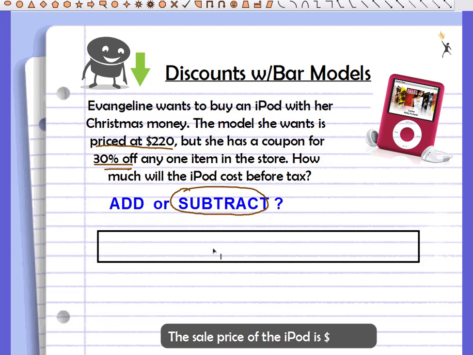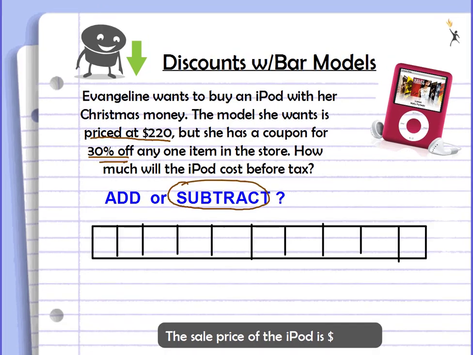And let's go ahead and divide it up into 10 parts. So cut it into half. 1, 2, 3, 4 lines in front. 1, 2, 3, 4 lines behind. And we want to do our labels. So we're going to do the percent. 0%, 100%. The 100% cost is $220. And this would be $0.